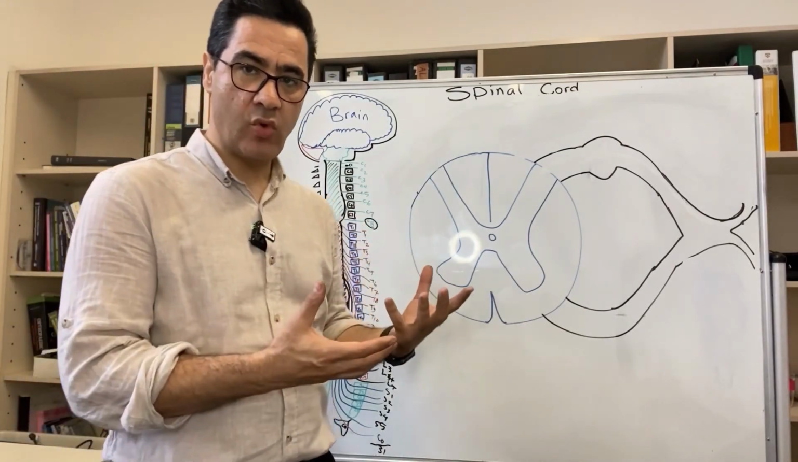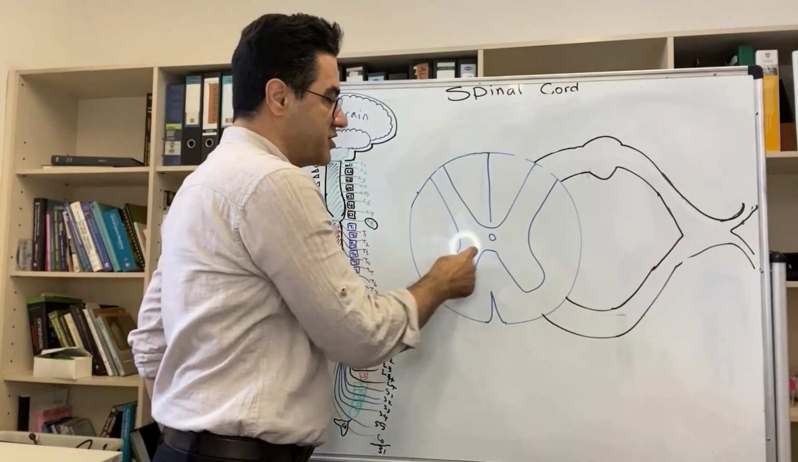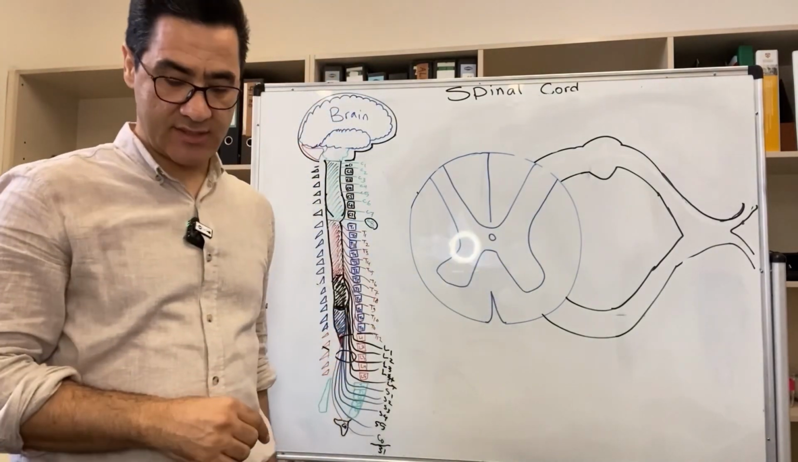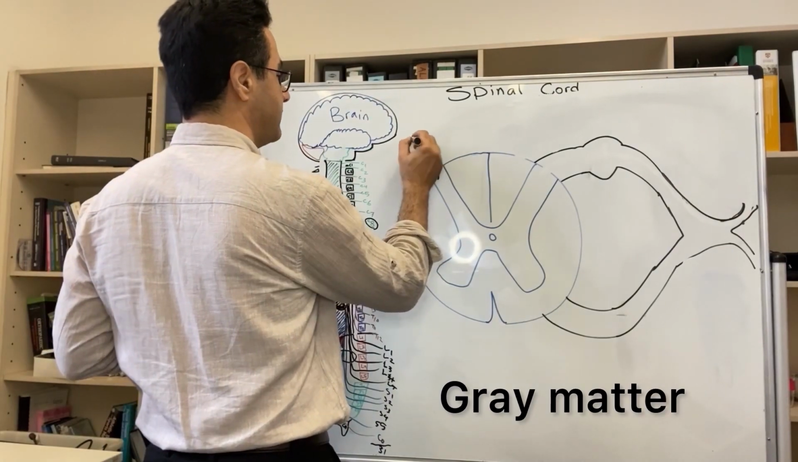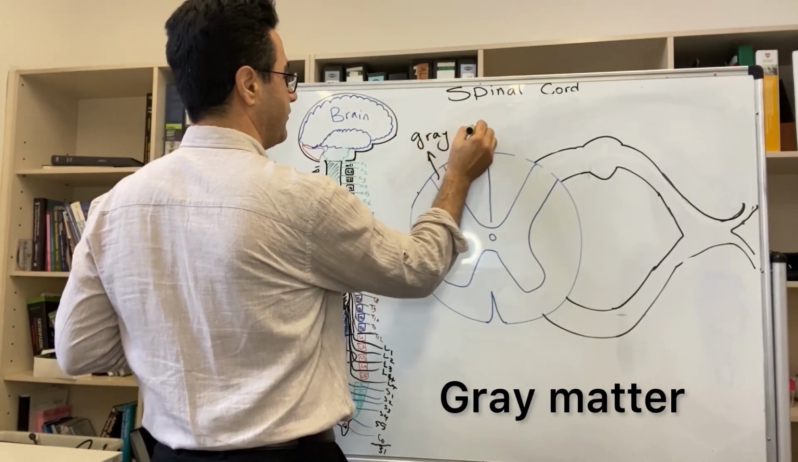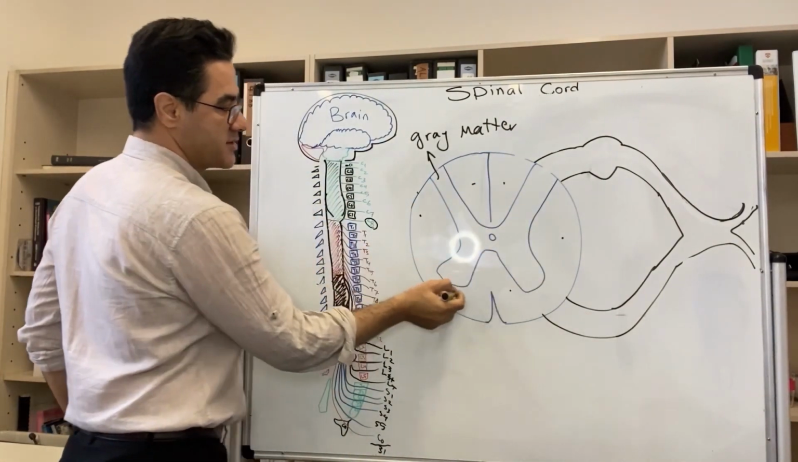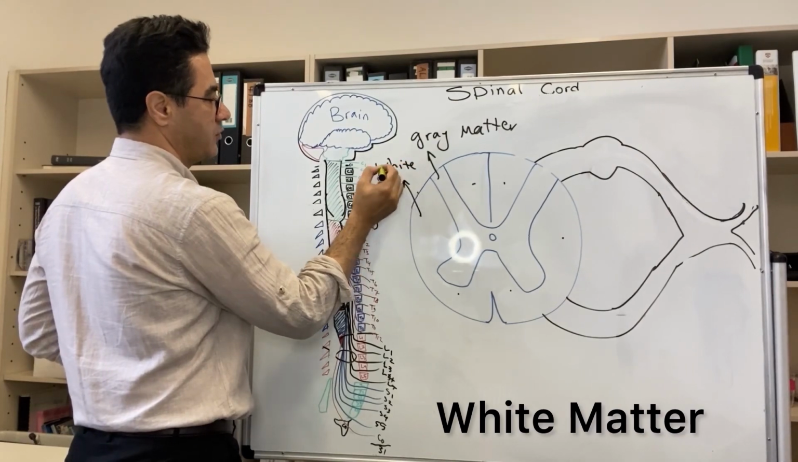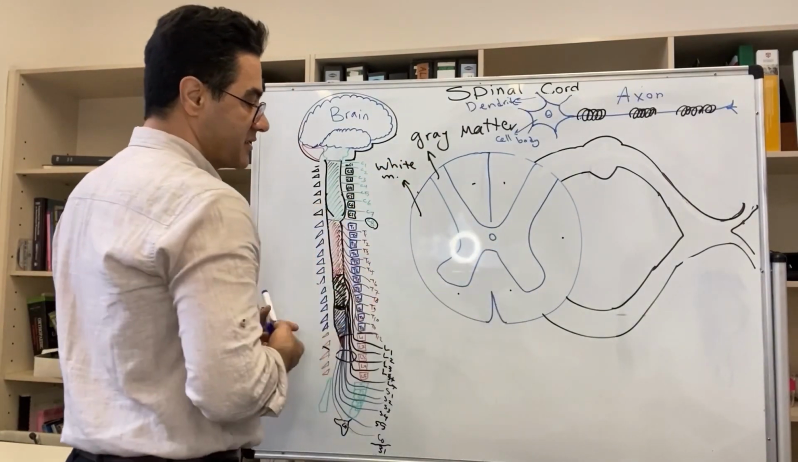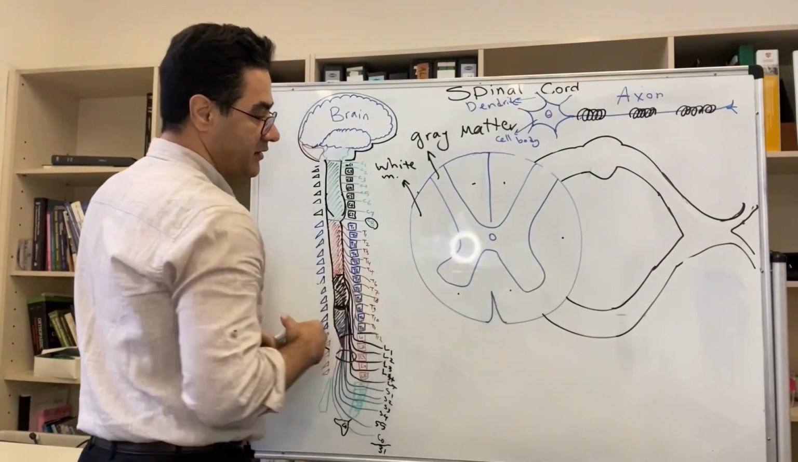So the spinal cord is comprised of two parts. This butterfly shaped structure at the center is called the gray matter, which is surrounded by this white color structure. It's called the white matter. So gray matter, as you see here, it projects anteriorly.